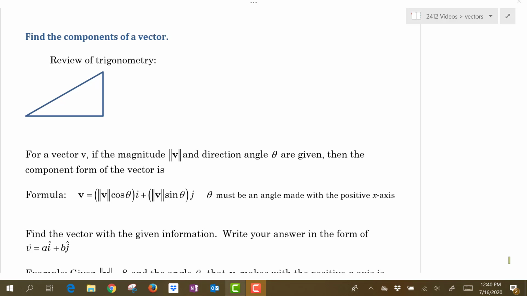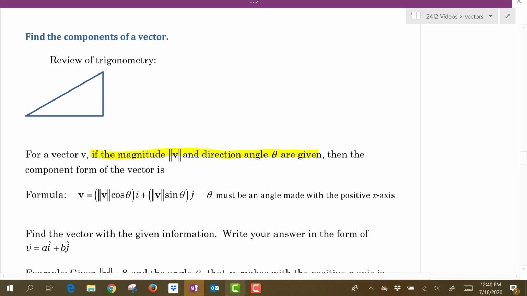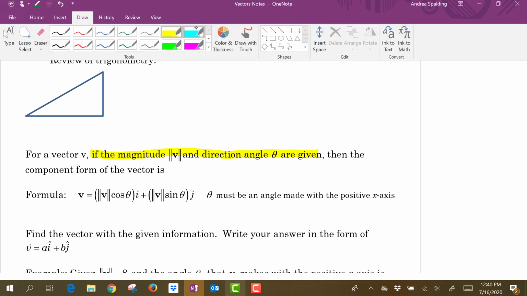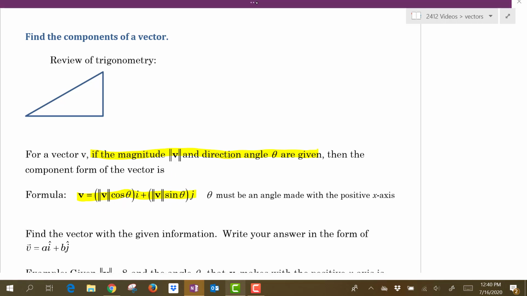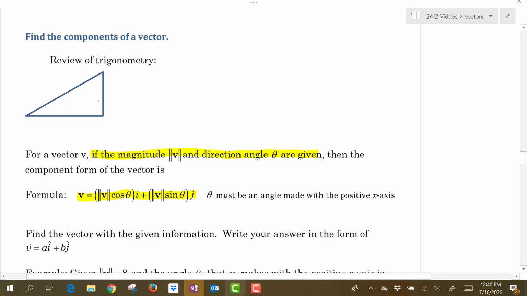Going to look at finding the components of a vector if you know the magnitude and the direction angle. So there is a formula for that, and it's right here, and I want to talk about where the formula comes from. Alright, so I have a picture here of a right triangle.